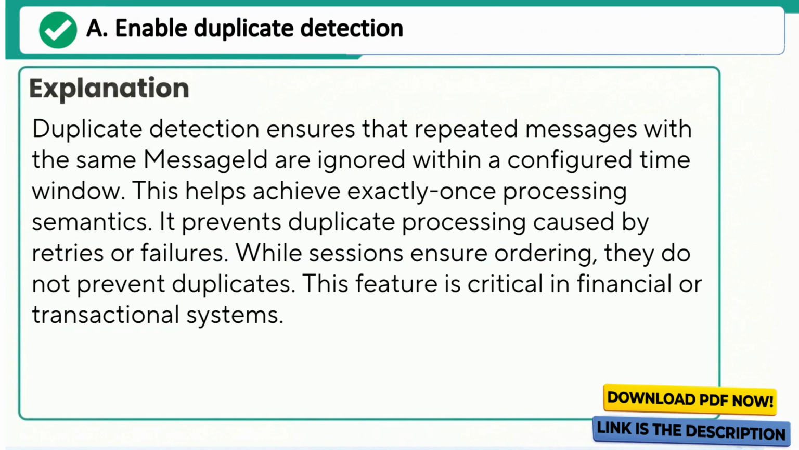Enable duplicate detection. Explanation: duplicate detection ensures that repeated messages with the same message ID are ignored within a configured time window. This helps achieve exactly once processing semantics. It prevents duplicate processing caused by retries or failures. While sessions ensure ordering, they do not prevent duplicates. This feature is critical in financial or transactional systems.